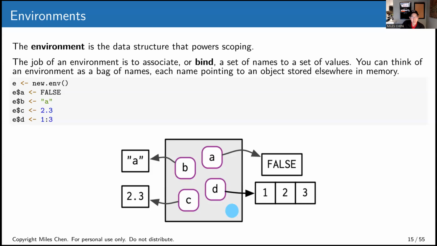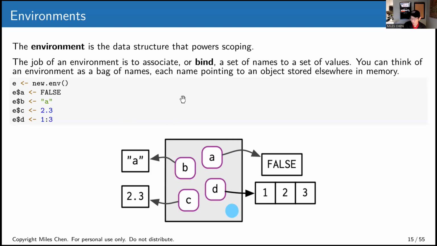So you have to give things a name, right? I want the red pen, or I want the object A or something like that. And here, this box is the environment. Within the environment, we have names, and they all point to different objects that exist in memory. So we have the character string A that exists in memory, the value 2.3, and this vector that has the values 1, 2, 3. These are objects in memory, and the names point to those objects. E is an environment.